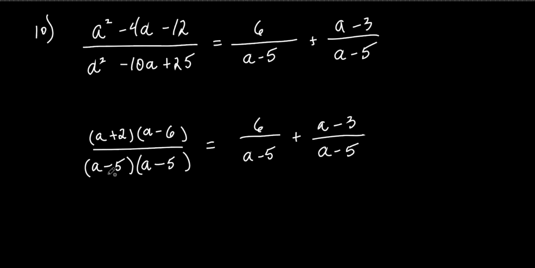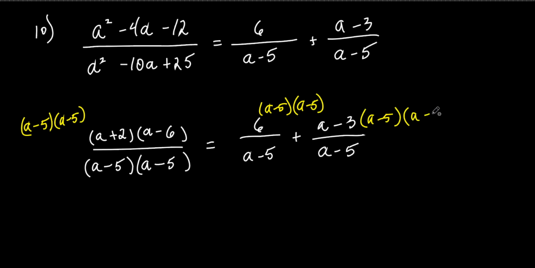Look at our denominators. This one is a minus 5, a minus 5. This one is just 1, and this one is just 1. So what would your common denominator be? That's right. Or I think we'll confuse people if we say squared, but let's just say a minus 5 times a minus 5. That would be your common denominator. So I'm going to multiply this by a minus 5 times a minus 5. Then I'm going to take this and multiply it by a minus 5 times a minus 5. Then I'm going to multiply this by a minus 5 times a minus 5.